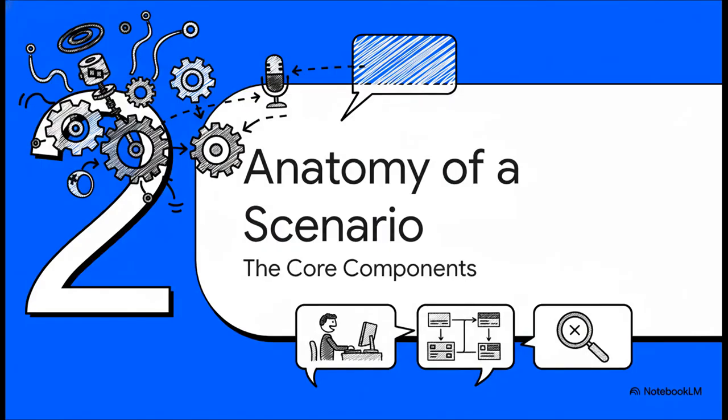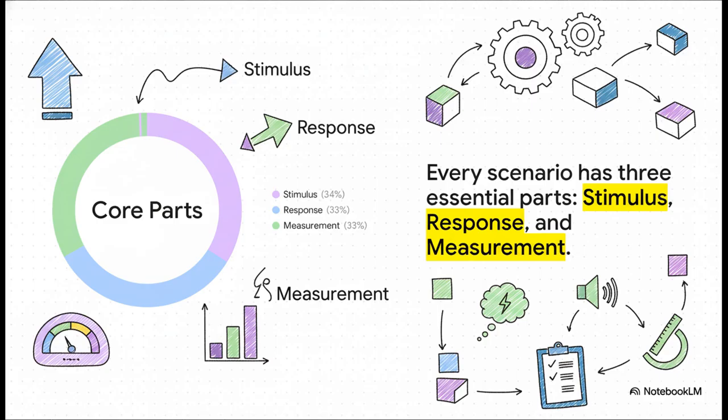So, what do these stories actually look like? What are the building blocks? Let's go ahead and dissect the anatomy of a scenario to really see what makes it tick. It's probably a lot simpler than you think. Okay, this right here is the heart of it all. Every single architecture scenario, I don't care how complicated it seems, is built from just three core parts: a stimulus, a response, and a measurement. That's it. Let's make that real with an example.